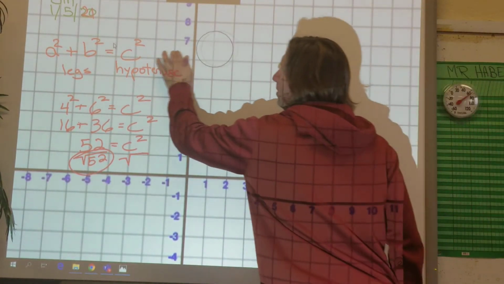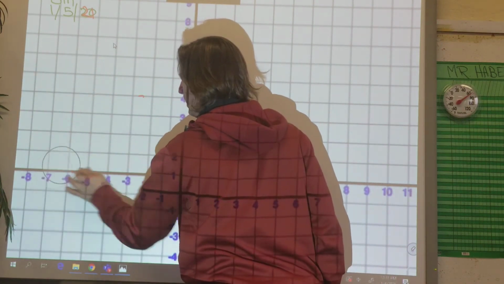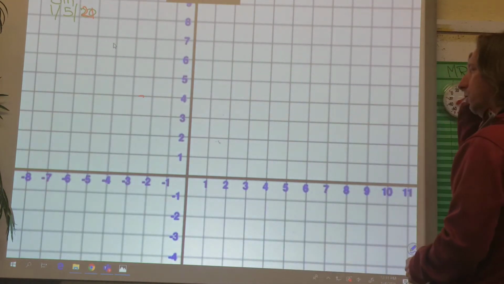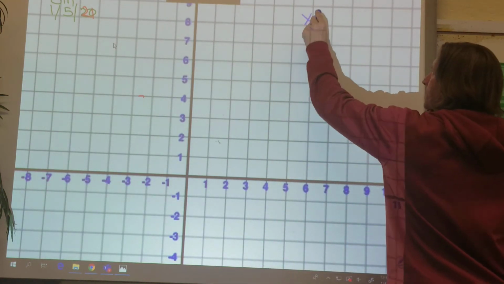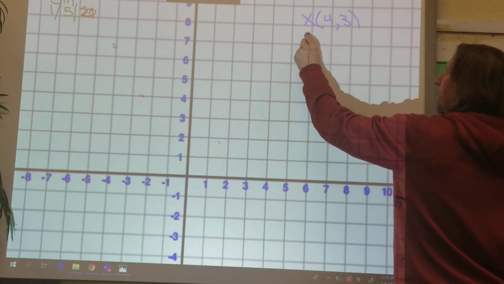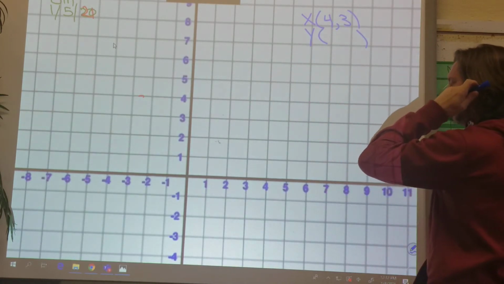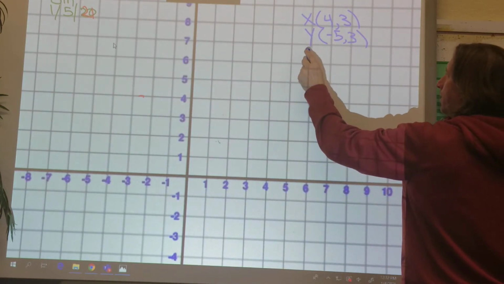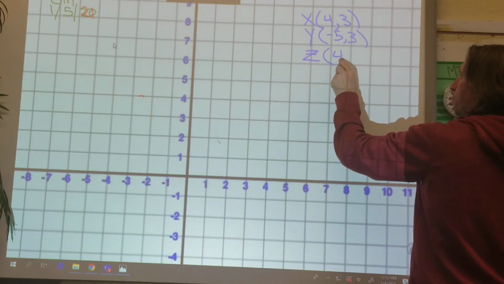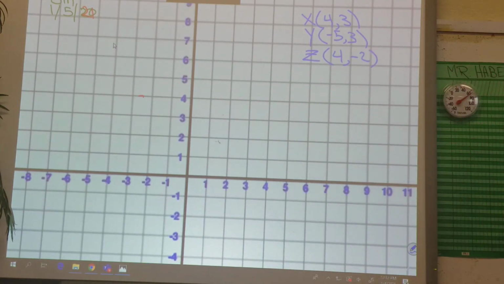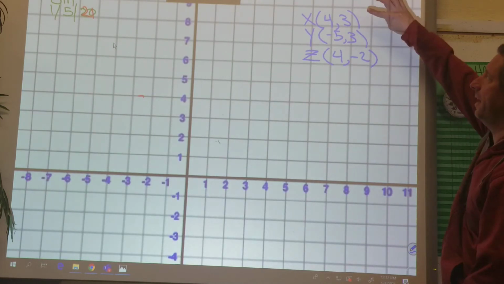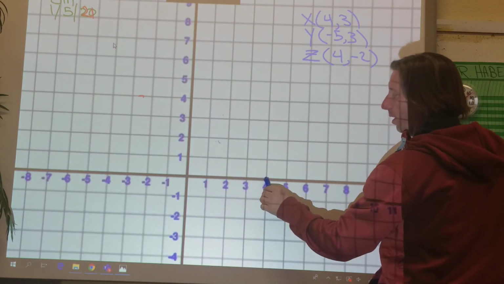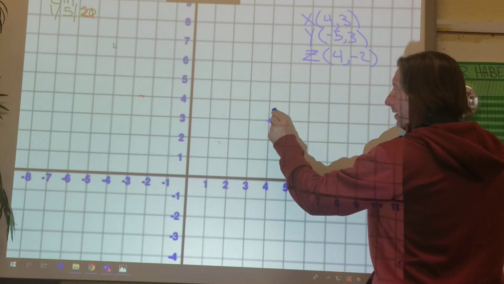Because sometimes the triangles go into more than one quadrant. So you may have a triangle like, let's say, x is at 4, 3. Y is at -5, 3. And z is at 4, -2. So in this one, just graph the points. X is at 4, 3. Sideways first, right? 4, 1, 2, 3, 4, and up 3. 1, 2, 3. There's x.